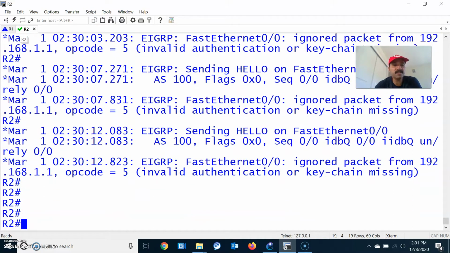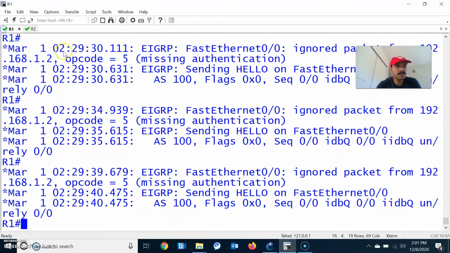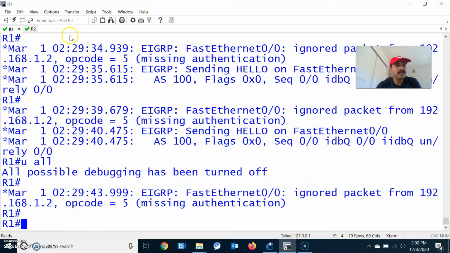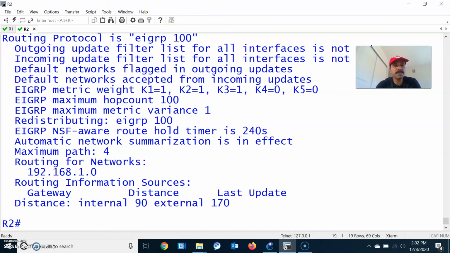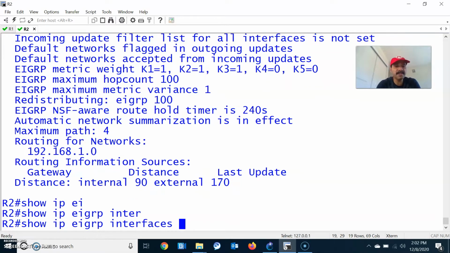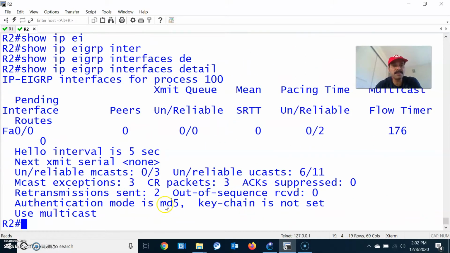So first let us go ahead and fix the issue. Undebug all. Now let us go and check the protocols. Show IP protocols will show all the metric values, and another command is there, show IP EIGRP interfaces detail. This will give the authentication and the keychain. So the authentication mode is MD5 and the keychain is not set, right?